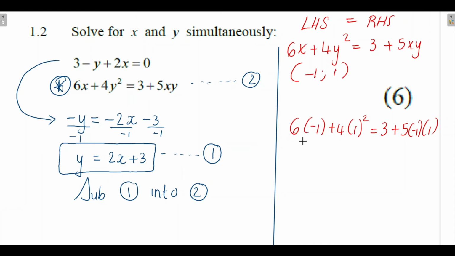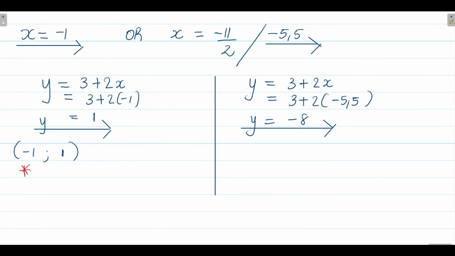So 6 multiplied by negative 1 is negative 6, plus 4, which is equal to 3 plus 5 multiplied by negative 1 multiplied by 1. Negative 1 times positive 1 is negative 1, times 5 is negative 5. So minus 6 plus 4 is minus 2, and 3 minus 5 is minus 2. So we see that this one is correct. Let's go on to check the other set of x and y.